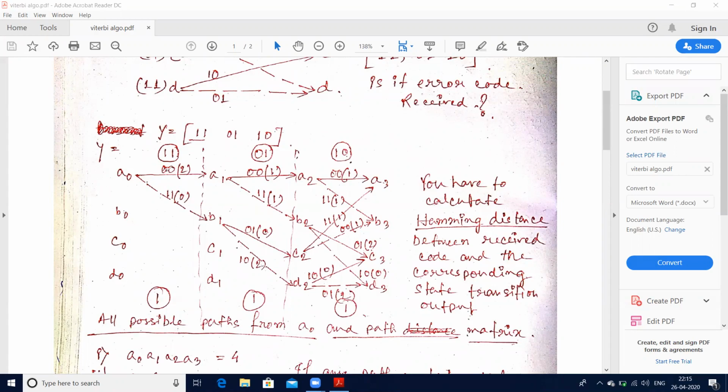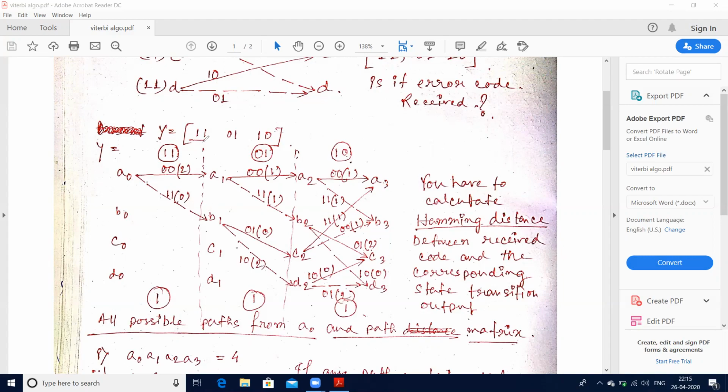So this is the output 0 0 and 1 1. You can follow the table from the previous lecture. We have made a table. So from that table, when A0, the present state, is transmitted to A1, the next state, the output is 0 0. From A0, when it is transmitted to B1 as the next state, the output is 1 1.